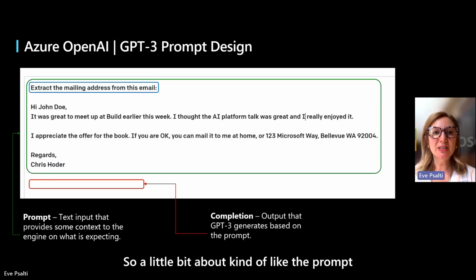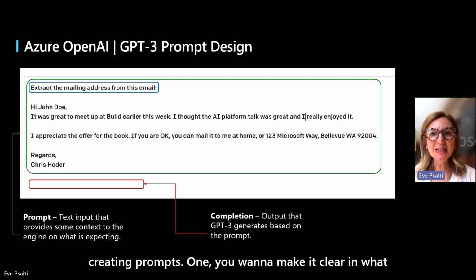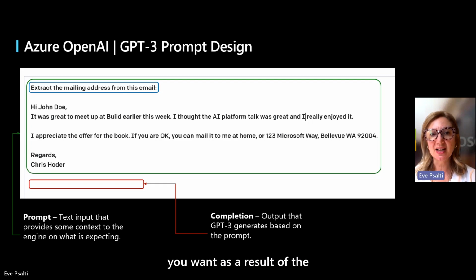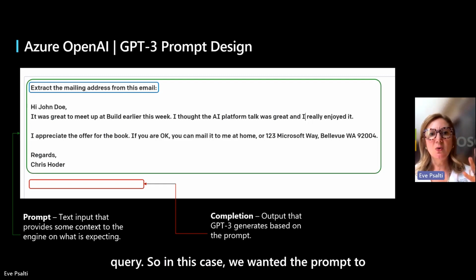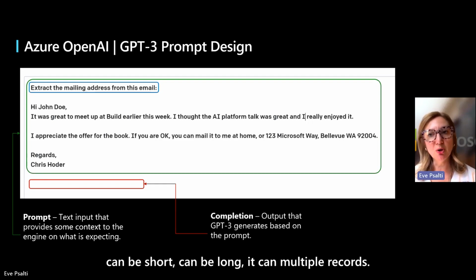So a little bit about the prompt architecture, if you will. There are three basic guidelines to creating prompts. One, you want to make it clear what you want as a result of the query. So in this case, we wanted the prompt to be something like, give me the address of this kind of text. And this text can be short, can be long, it can be multiple records.